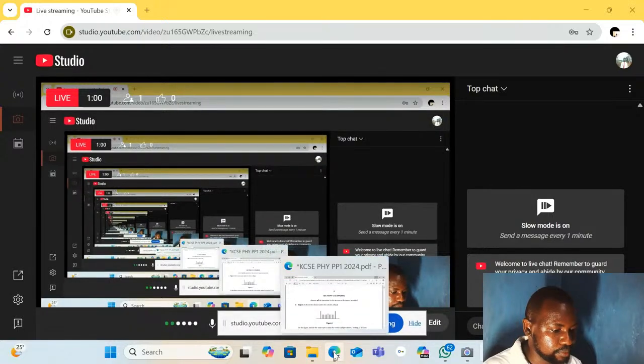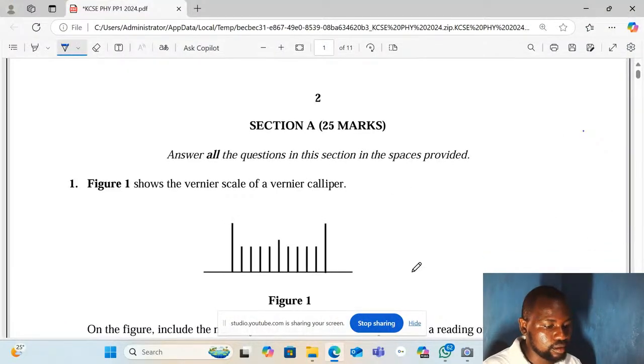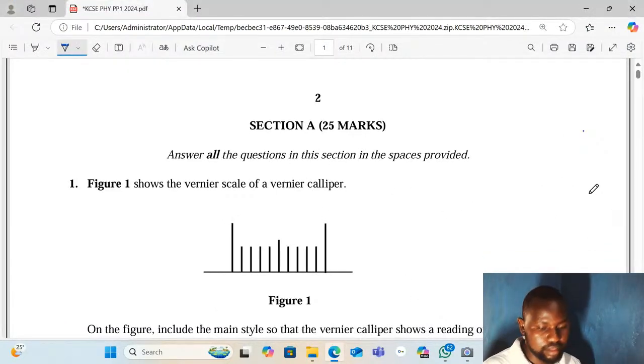Here comes the paper. Therefore, we can start and have some good engagement together. Here is the paper. You can view it.